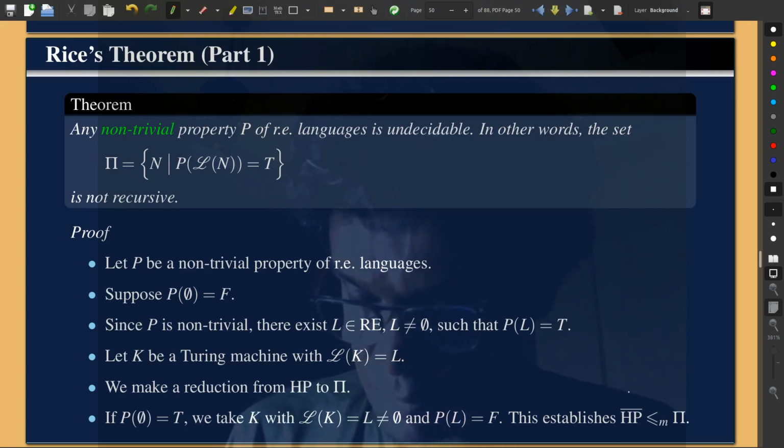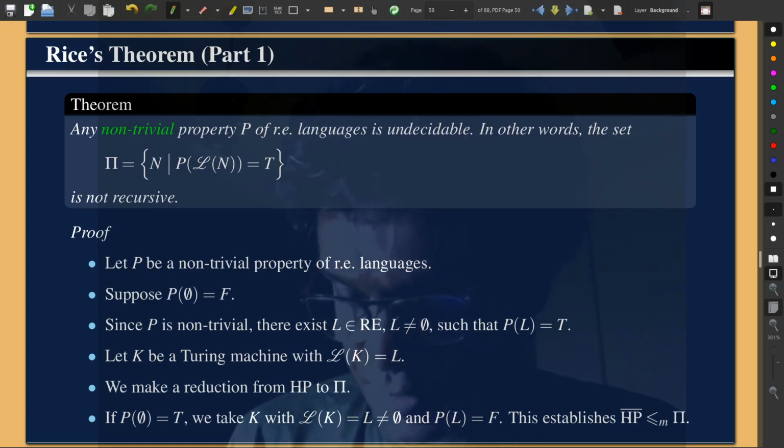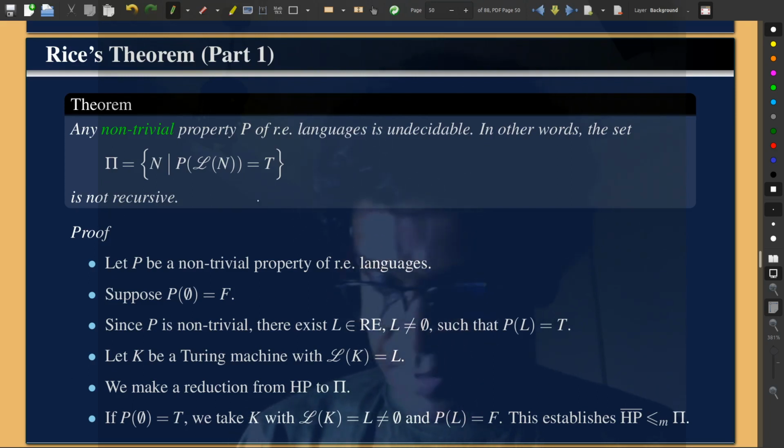But this is not a bad thing, because HP is not recursive. HP complement is also not recursive, because recursive languages are closed under complementation. In fact, in this case, this property is not even recursively enumerable because the complement of HP is not even recursively enumerable. Anyway, that's not an important issue here, because in this part of the theorem, I am talking about non-recursiveness, not non-recursive enumerability, non-REness. In particular, we know HP complement is also not recursive. So this will prove that pi is not recursive.